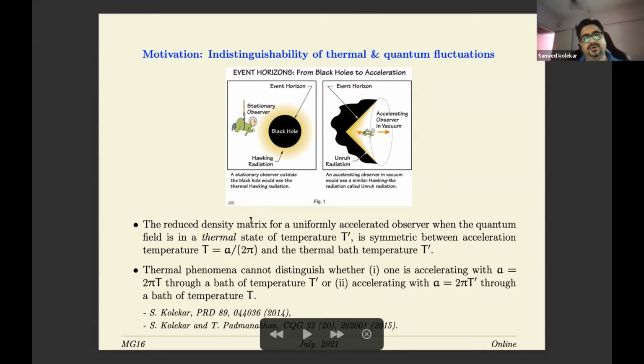So the claim here was that there is a kind of indistinguishability between the thermal and quantum fluctuations. The thermal fluctuations due to the thermal bath you started with, and the quantum fluctuations, because we know the vacuum state fluctuations appear to be thermal. So there is an indistinguishability over here. Now we have this interesting result.